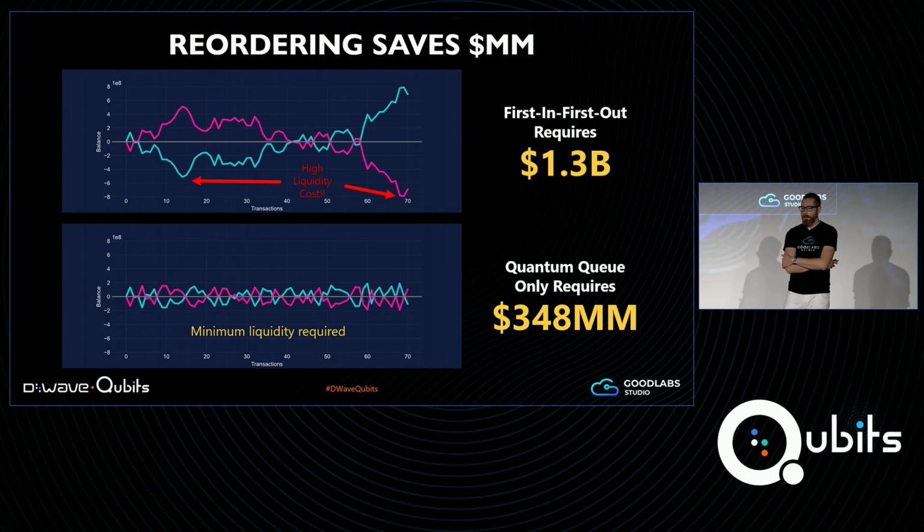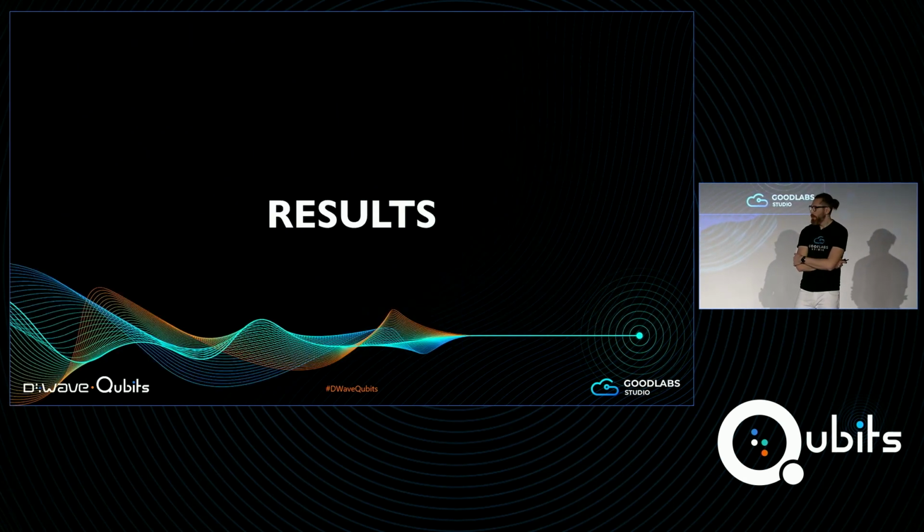And if we add those up for all the players, that's the total liquidity that we need. In the first in, first out situation here on this slide, that amounts to $1.3 billion. Now, if we run this through the quantum optimizer, we get a result like the one on the bottom. And you can see that all those negative peaks have been very much reduced. And so the maximum amount of liquidity required comes out to something like 350 million, which is a very big reduction.